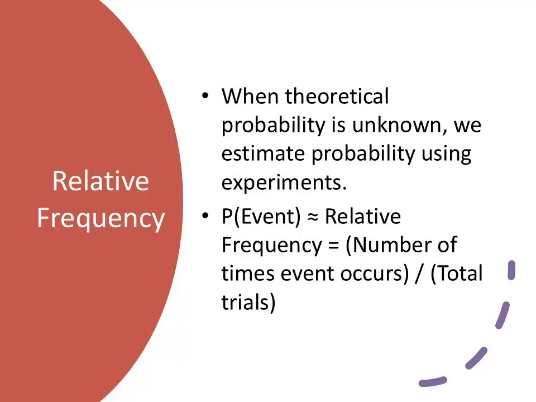But what happens when the theoretical probability is unknown? In many real-world and experimental settings, we can't just calculate it on paper. In these cases, we estimate probability by using experiments and observing the relative frequency of an event. The formula is that the probability of an event is approximately equal to the number of times the event occurs divided by the total number of trials.